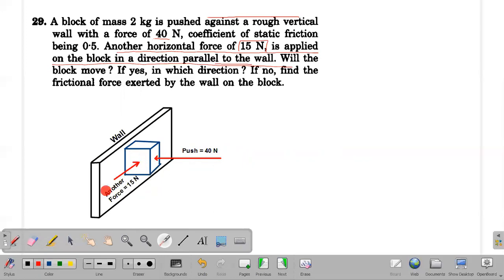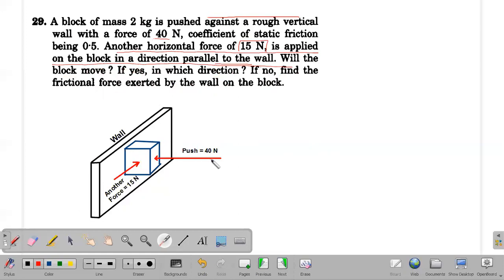So these two forces are applied on the block, which has a mass of 2 kilogram. Now we have to tell whether the block will slide or not. Will the block move? That is the first question. And if yes, then in which direction? If no, then what is the frictional force exerted by the wall on the block?